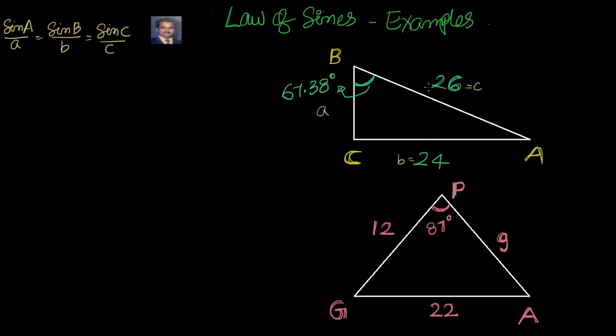Now what information do we have? We have two sides given, and we also have one angle. Remember that you can use the law of sines when at least one of these three is completely given. That means either sin A by a, or sin B by b, or sin C by c. If you know only partial information, like you know a, b, c, you cannot use the law of sines. Then you have to use the law of cosines, which we will see in the next video.